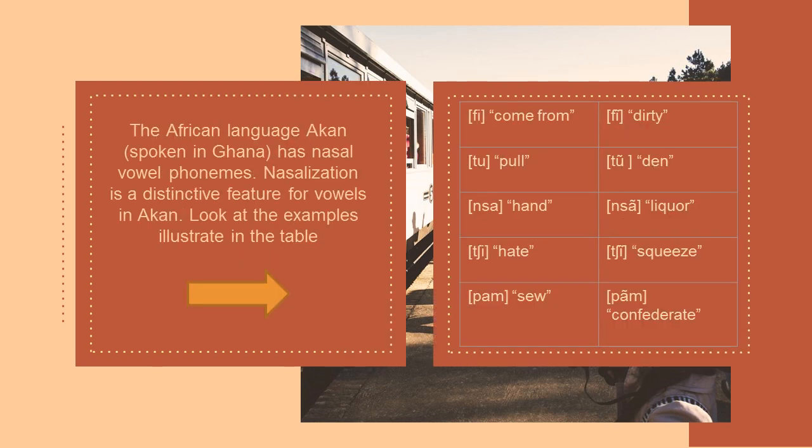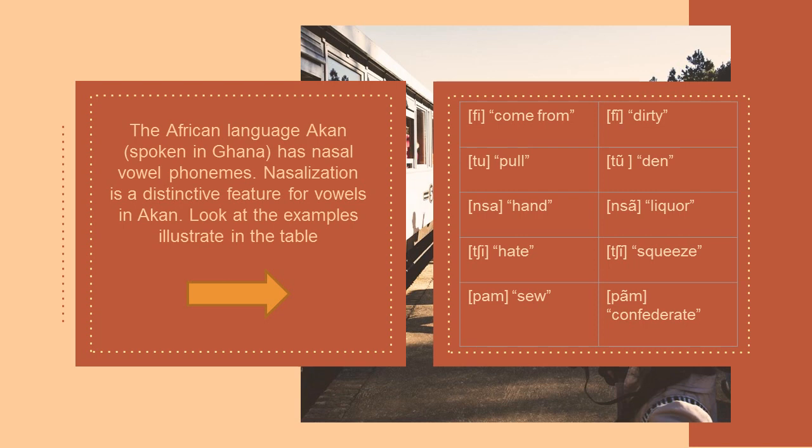So here we have another example. The African language Akan, spoken in Ghana, has nasal vowel phonemes. Nasalization is a distinctive feature of vowels in Akan, and look at the examples illustrated in the table.